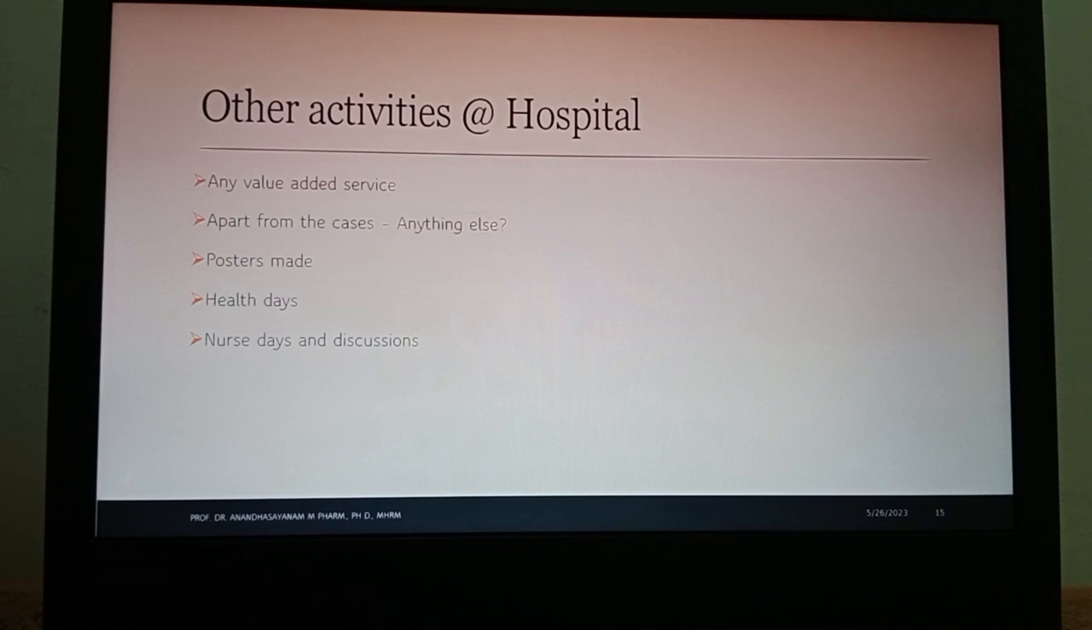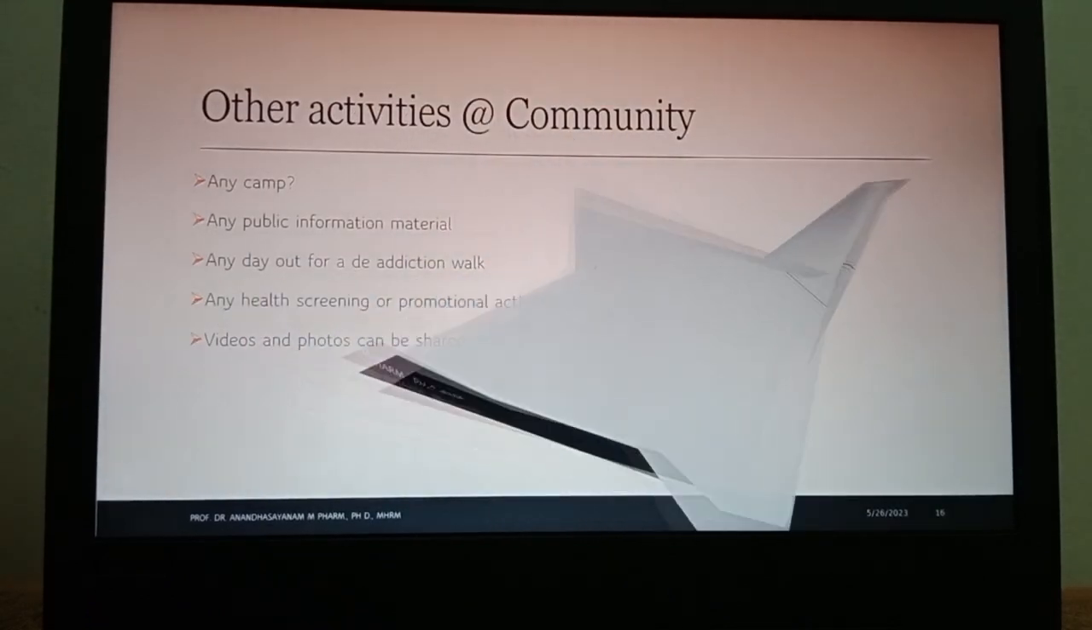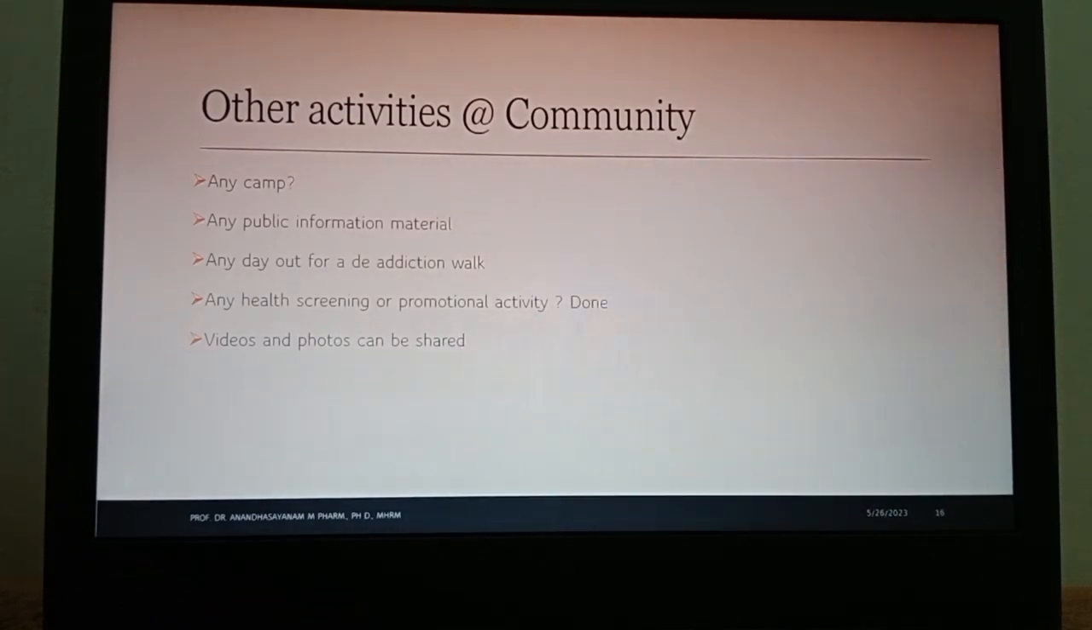Any health day presentation in the hospital, nurse days, discussions, and honoring a nurse for doing a good job, for avoiding a mistake, for avoiding a problem, all those things can come over here. Other activities in the community, have you conducted any camp, any service in the primary health center for the public, any public information material that you have prepared yourselves, like when the public is living in an area which is very polluted, all those things can be put over here.